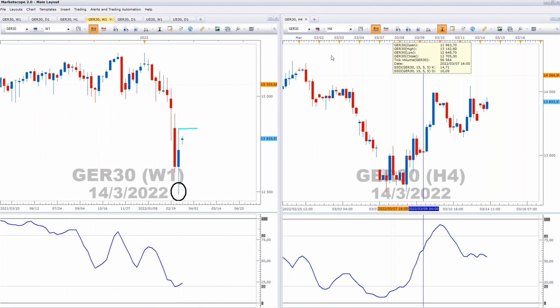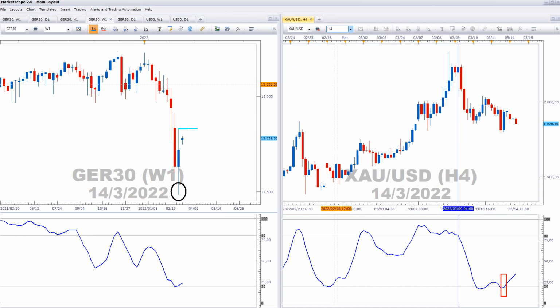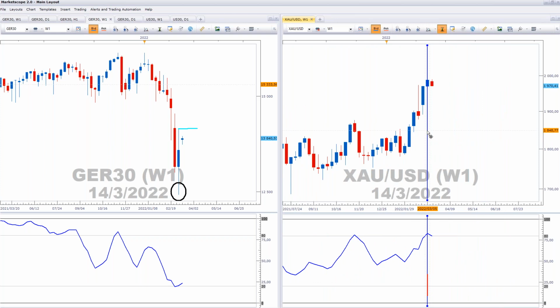Sorry. Okay, let's go back here. This one must change to gold. This one must change to weekly. Okay. Let's take this out. Just delete that. Can you guys see the mirror here? Take a look. Let's see if we get the mirror. You guys see the mirror?